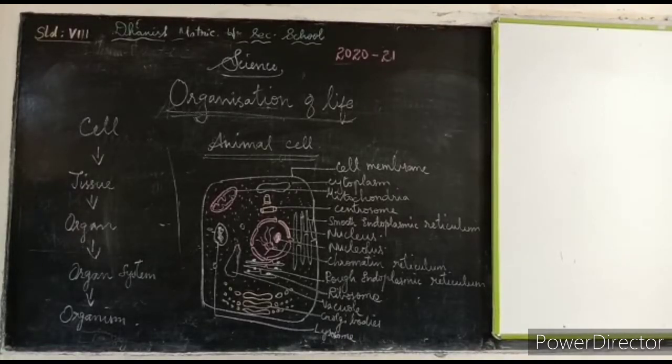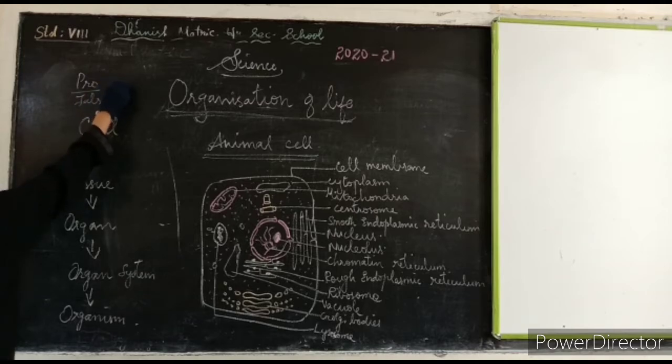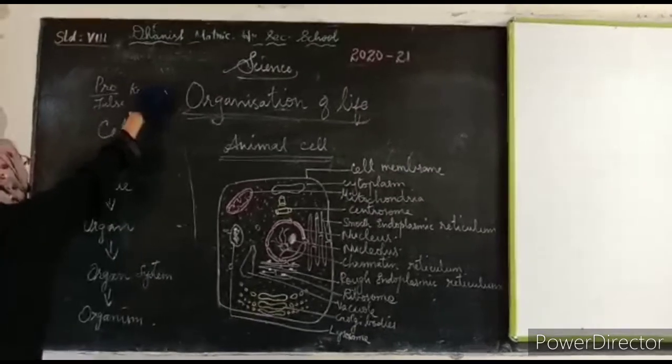Based on the structural organization, organisms can be classified into prokaryotes and eukaryotes. I already taught you about the prokaryotes and eukaryotes in the beginning of the microorganism lesson itself. Karyo means nucleus. I told you that pro means false. Karyotes means nucleus.